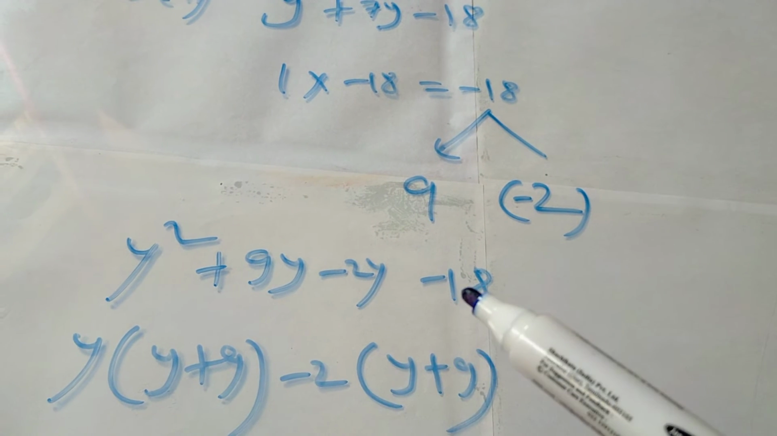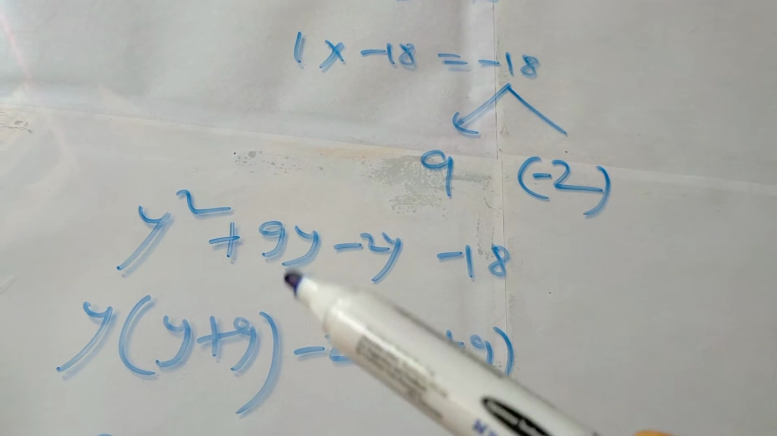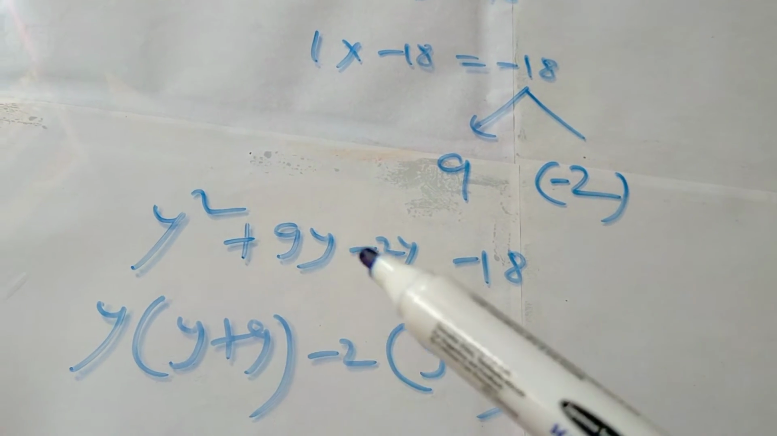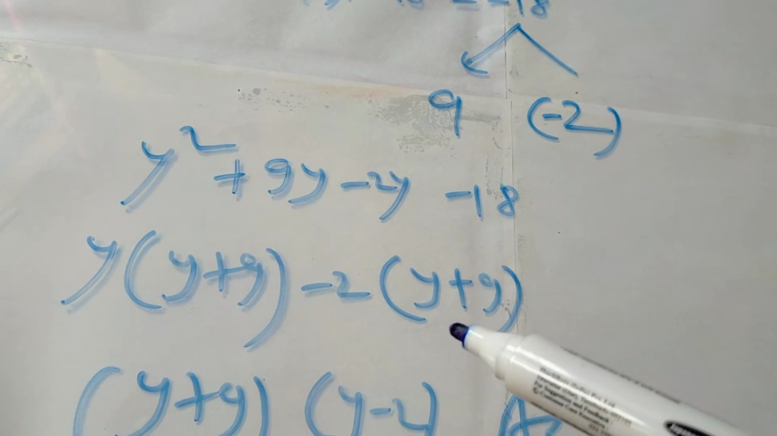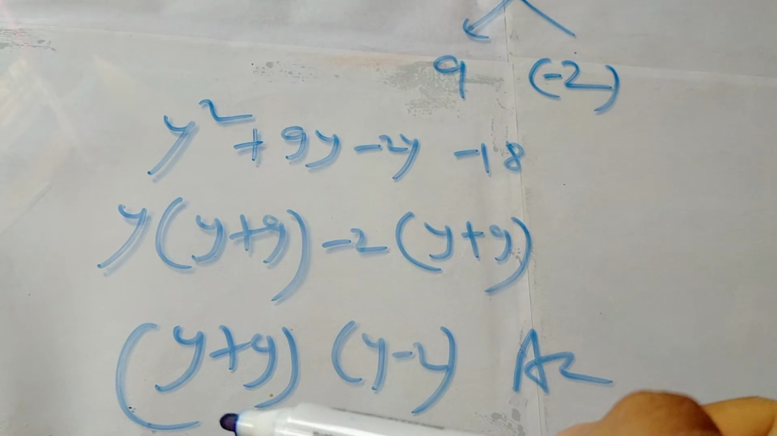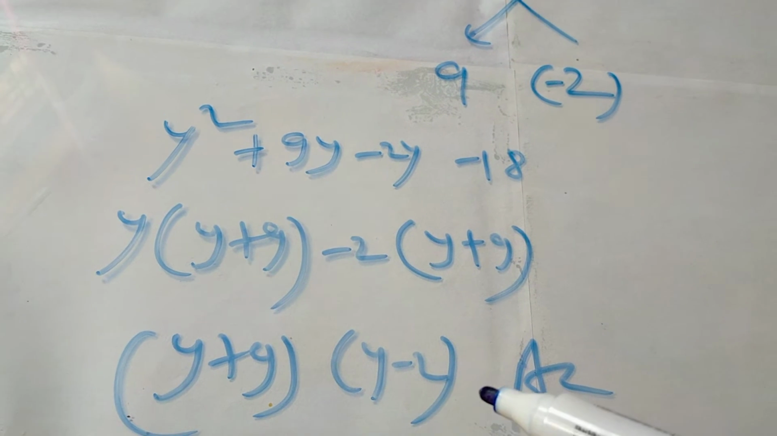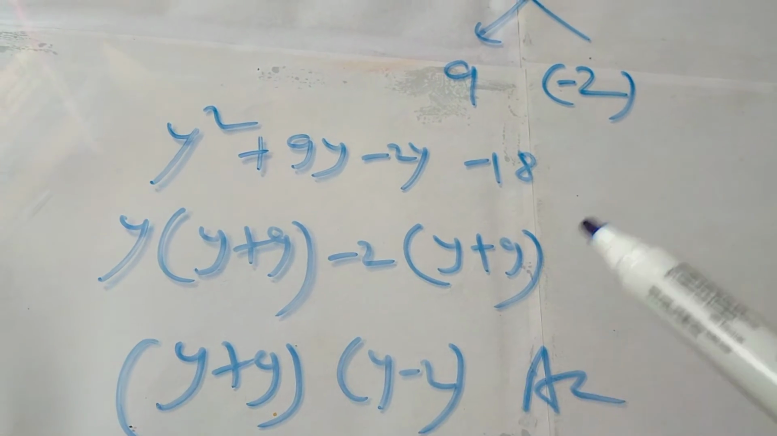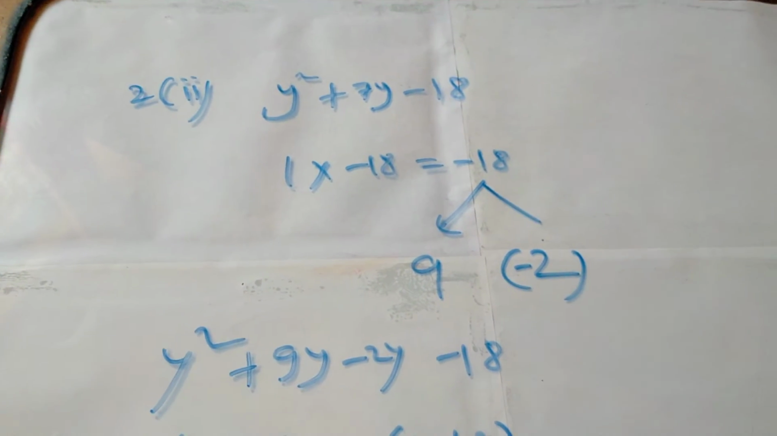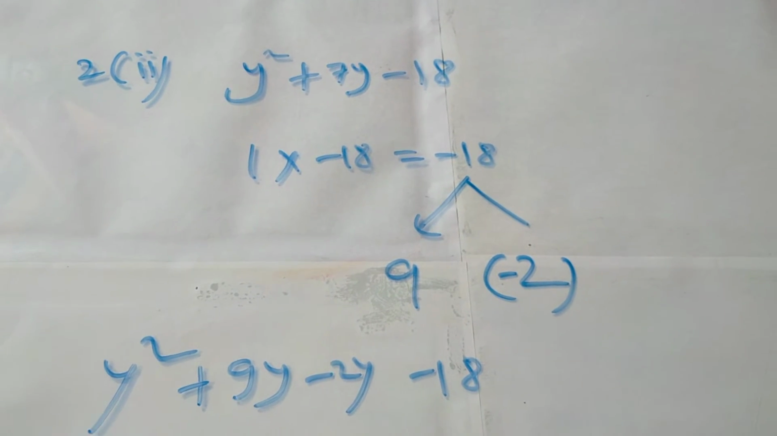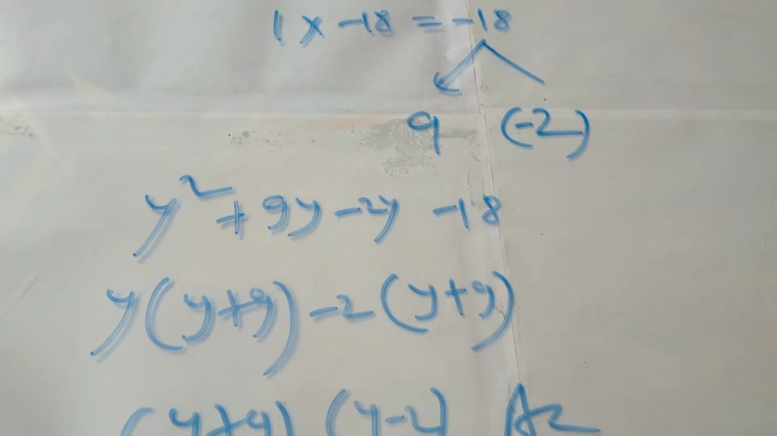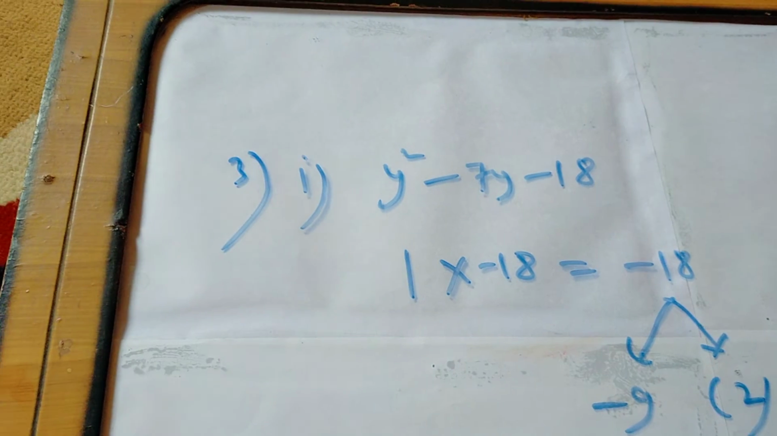Now it has 4 parts. Take the grouping, y common, y plus 9, then minus 2 is common, y plus 9 has come. Y plus 9 is overall common, so y minus 2 is there. So two factors, y plus 9 and y minus 2, are there. So this is the right way to solve this question. Look at once more. So get the idea for solving.